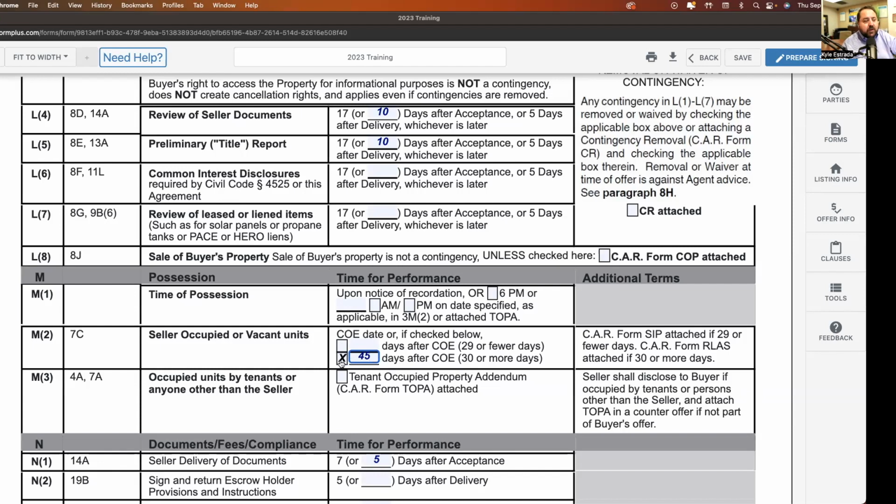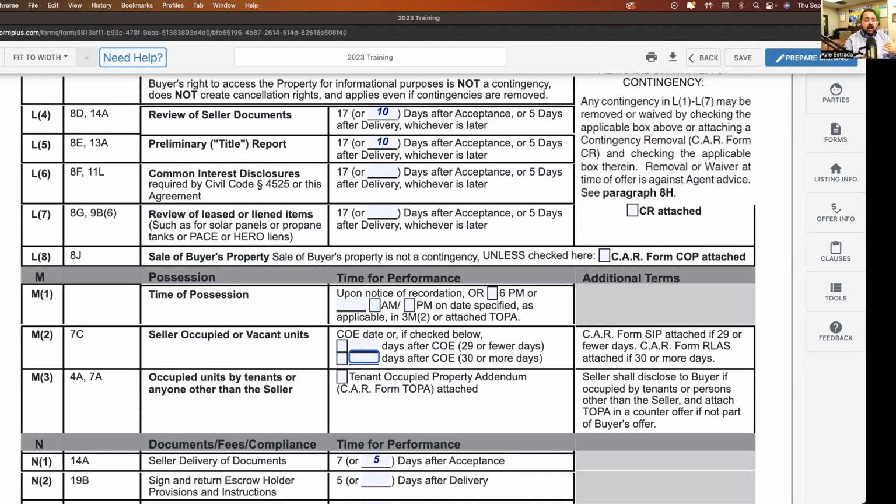Absolutely. Now, if you don't know at the beginning when you write it that they're going to need the 45 days or 60 days, which is the max for most buyers who are purchasing it for their principal residence, right? 60 days is the longest. You can't check this off, so it's going to get addressed in a counter. But just know that if it's 30 days or more, it's going to be the RLAS. If it's 29 days or less, it's going to be the SIP. So use the correct forms, right? The SIP doesn't allow for more time, so don't use it in those longer ones, okay?